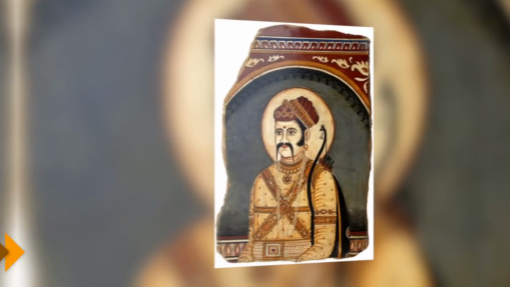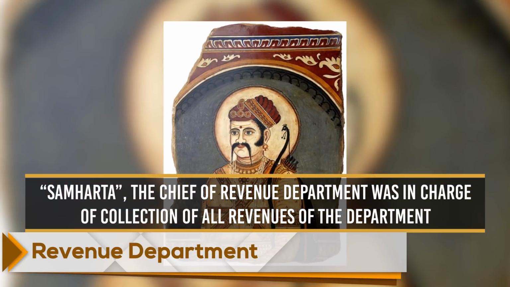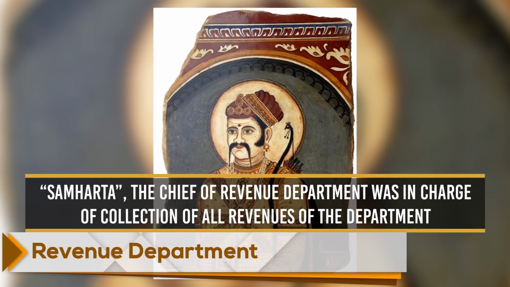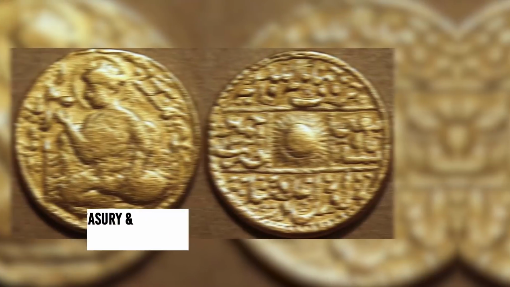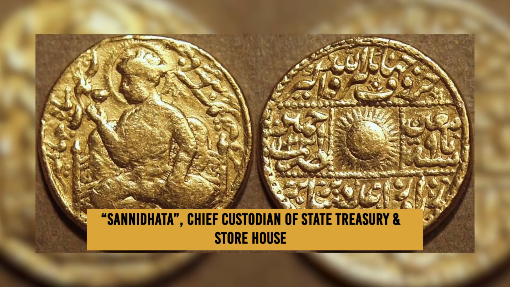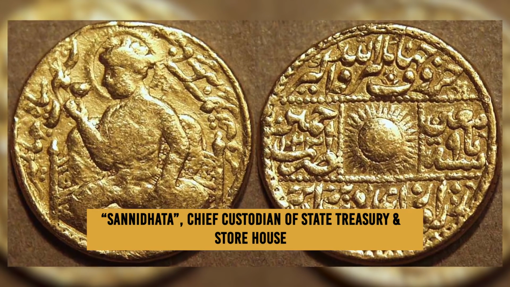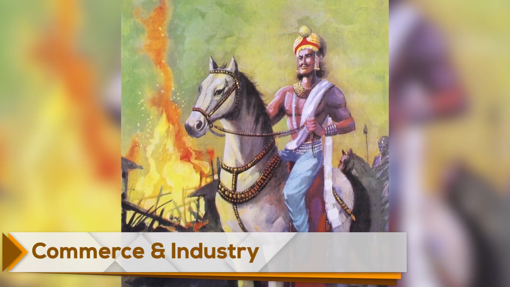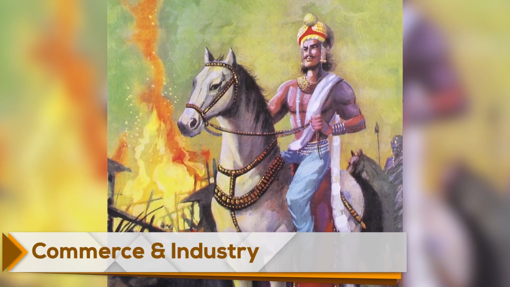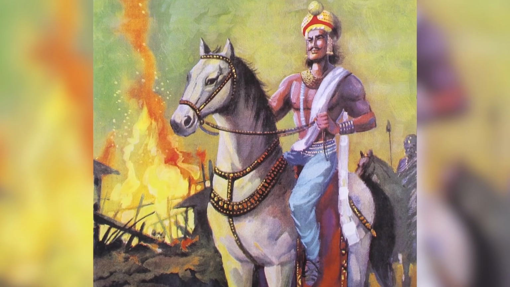Revenue Department. Samaharta, the chief of the Revenue Department, was in charge of the collection of all the revenues of the departments. Sannidhata was the chief custodian of the state treasure and storehouse. Commerce and industry, such as customs duties, foreign affairs, weights and measurements, etc., were controlled by officers known as Adhyakshas.